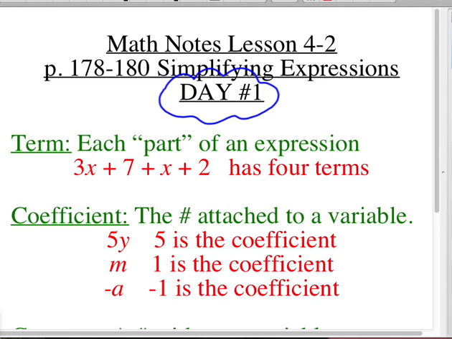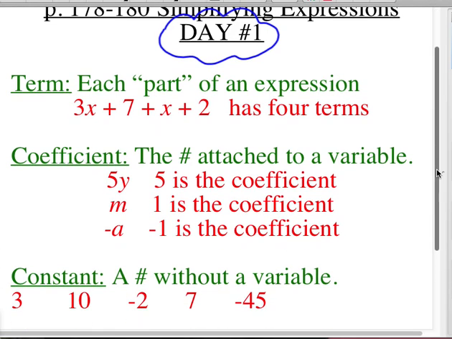First definition is, what is a term? A term is basically a part of an expression, or I like to think of it as a piece of a math problem. So I'm looking at this problem here written in red, and currently the expression says 3x plus 7 plus x plus 2. That expression has 4 terms, and I will circle them right now.